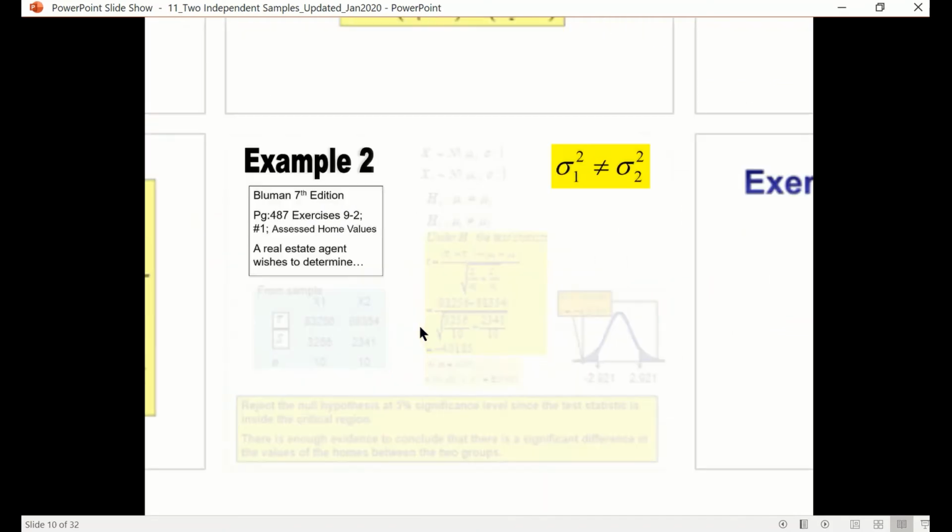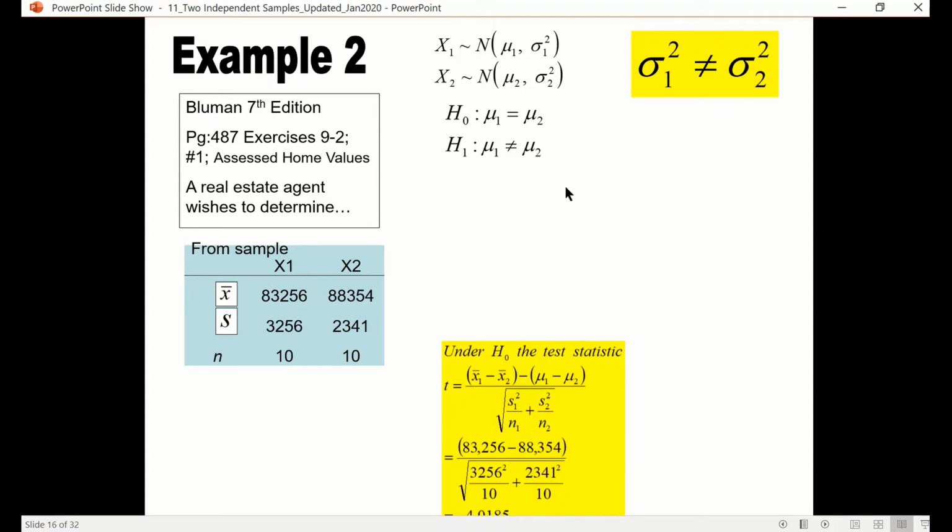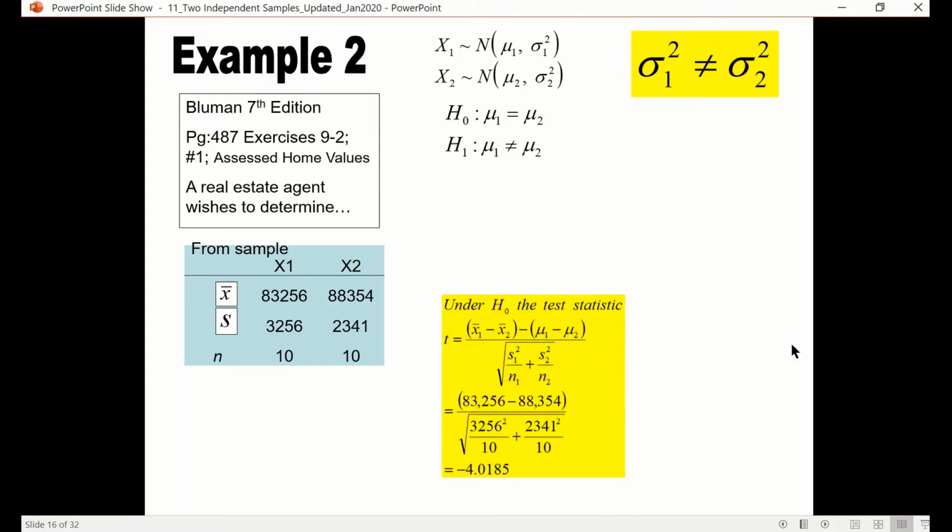We proceed with writing down the hypotheses. We only want to see whether there is any difference, and let's calculate under the null hypothesis.